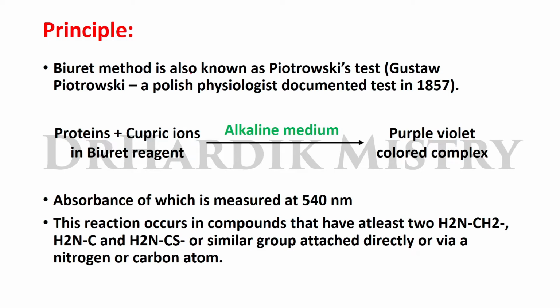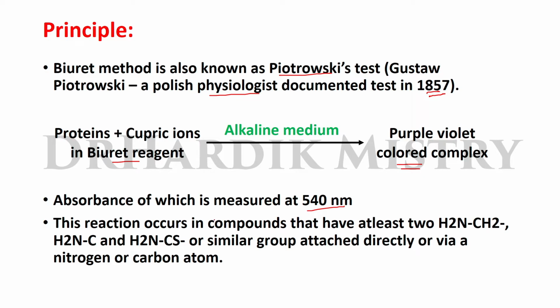So the Biuret method is also known as Piotrowski's test because it was documented by Gustav Piotrowski, a Polish physiologist, in 1857. Now, as per the principle, proteins, when they react with the cupric ions in the Biuret reagent under the alkaline medium, give a purple-violet color complex. And the absorbance of this purple-violet color complex is measured at 540 nanometer.